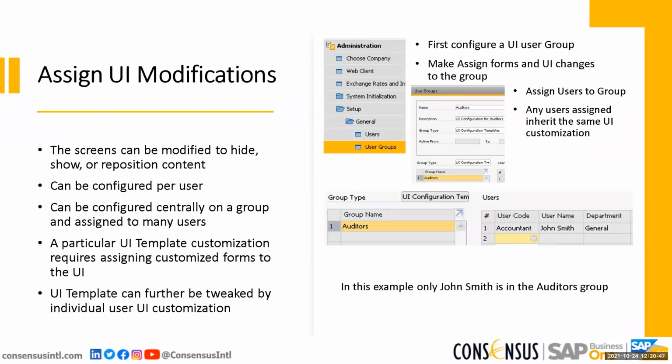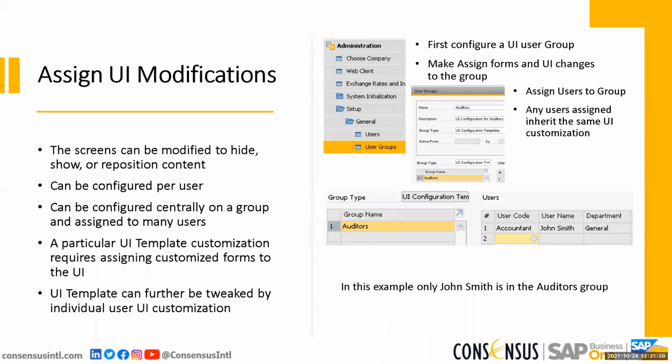A particular UI template customization requires assigning customized forms to the UI. A UI template can further be tweaked after the fact by an individual user who's already consuming it. First, we have to configure a UI user group. The company does not come by default with these configured. You can set these up under Administration, Setup, General, User Groups. Here we're adding a user group called Auditors, which we'll then assign to any auditor.